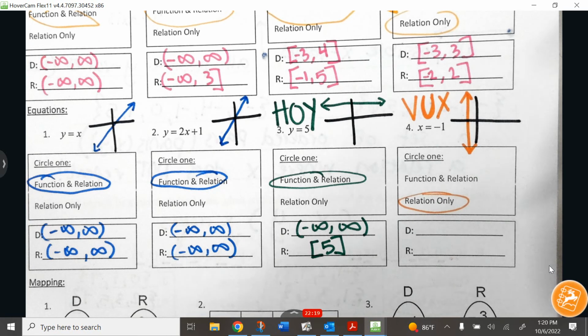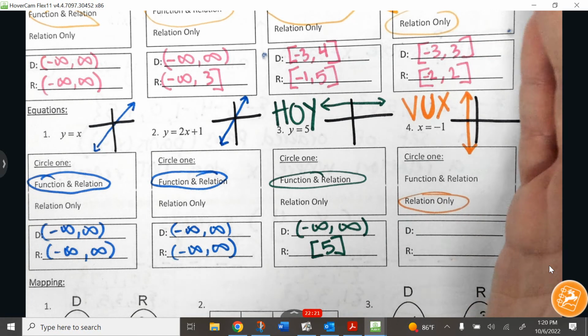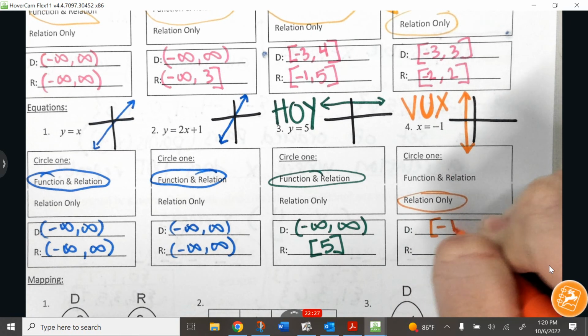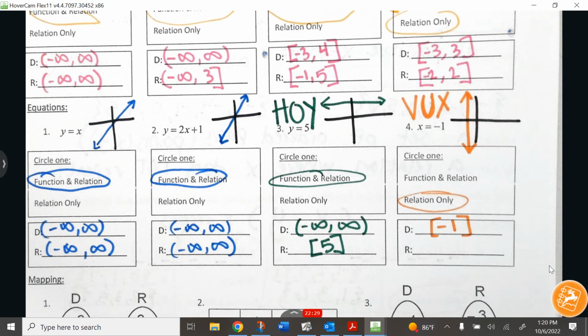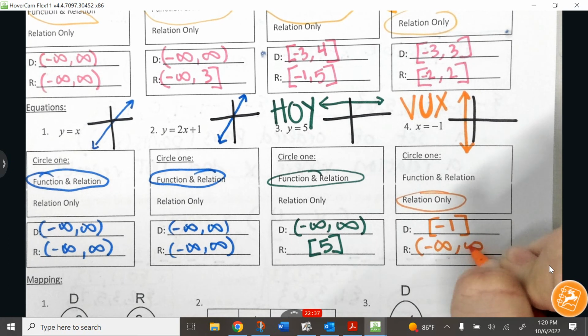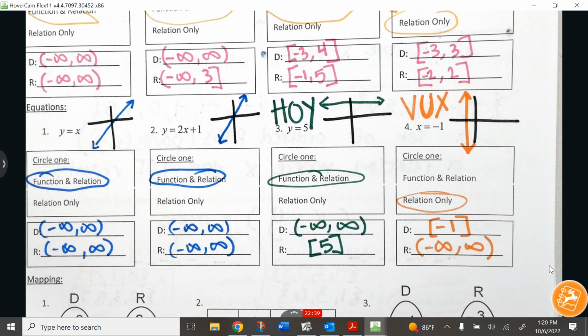Now, domain. Where does it go side to side? It stays where? -1. It never moves side to side from -1. What about range? Does it go down forever? Does it go up forever? Yes. Those were our special cases. And like I said, we'll talk about HOIVUX a lot throughout this whole unit.